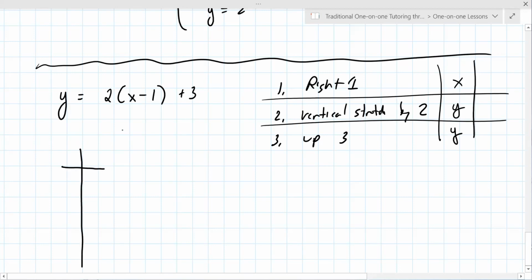Yeah. Now you're going to see some things here, but we're going to do this. So the parent function says y equals x, x equals y. Whatever x is, that's what y is. Whatever y is, that's what x is. They are the same.